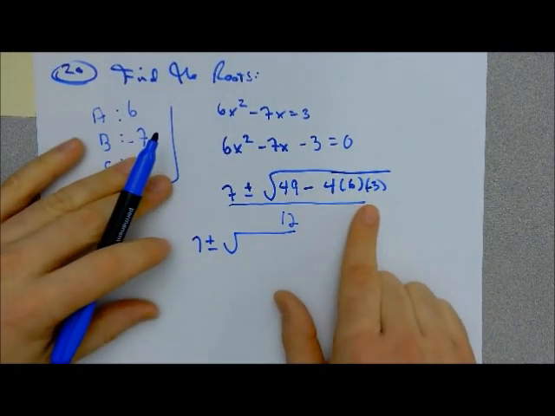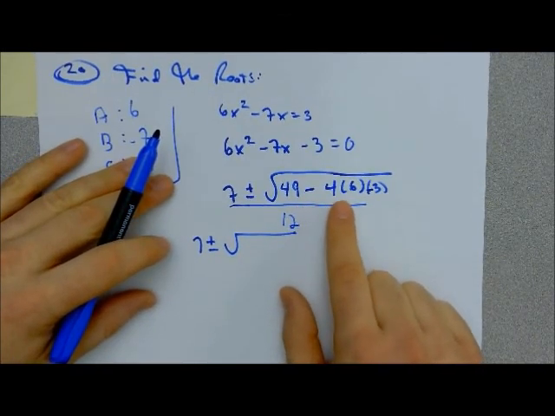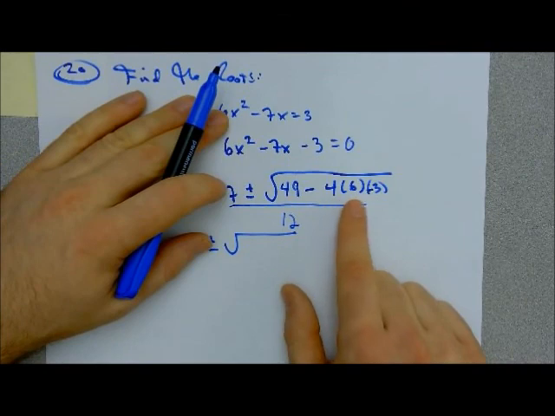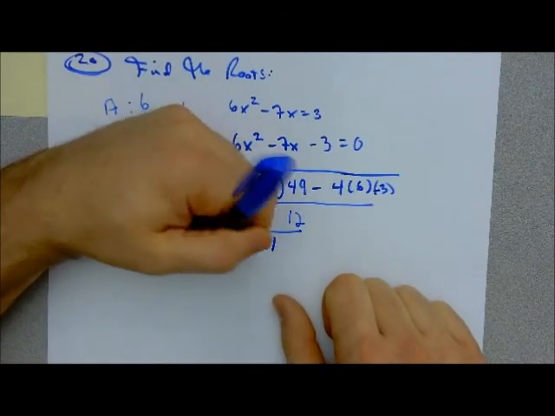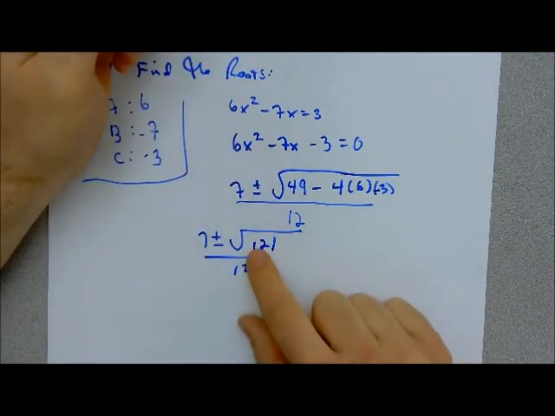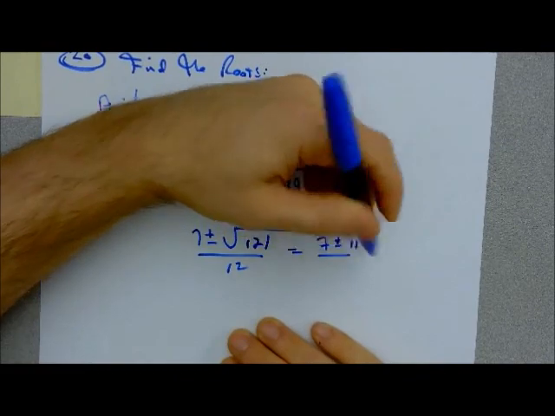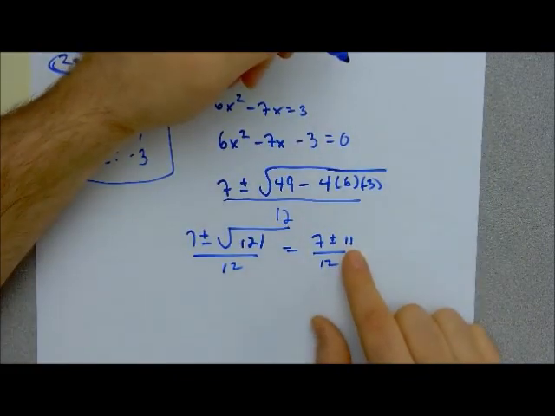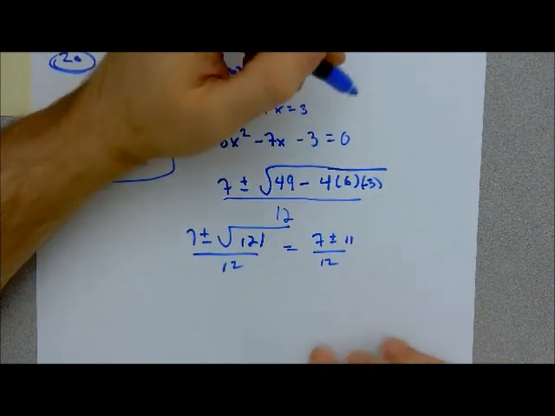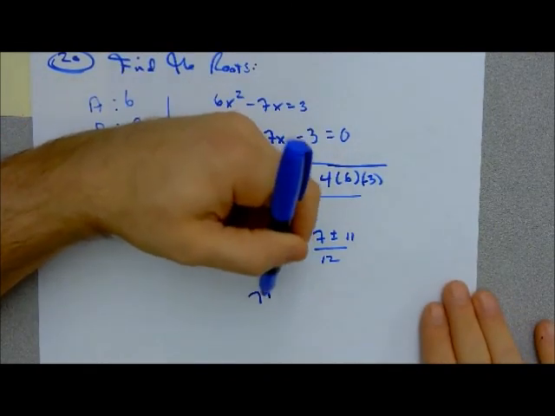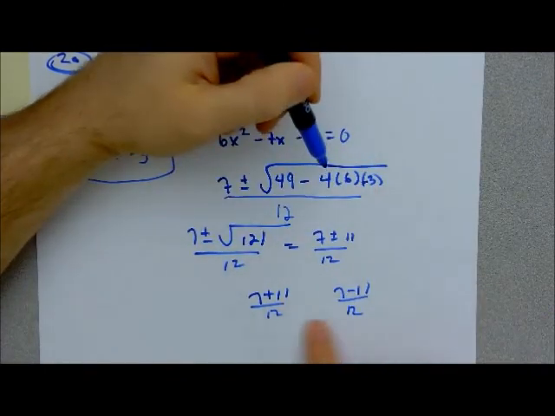You have 2 negatives underneath, which means you're going to be adding this result. 49 plus, and then the plus over here, 4 times 6 times 3 is 72. When you combine these, you have 121 over 12. You can take this square root, so now you have 7 plus or minus 11 over 12. Notice there is no square root left. You just take the square root of 121 and it gives you 11. Getting your two answers now is 7 plus 11 over 12, 7 minus 11 over 12.